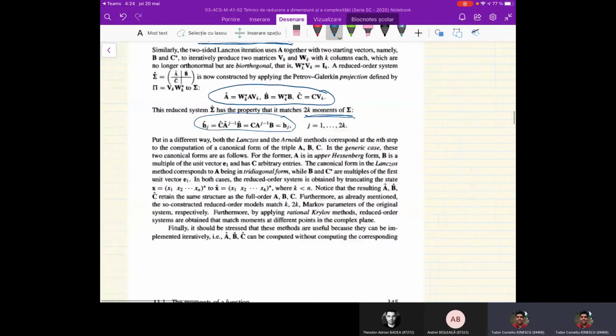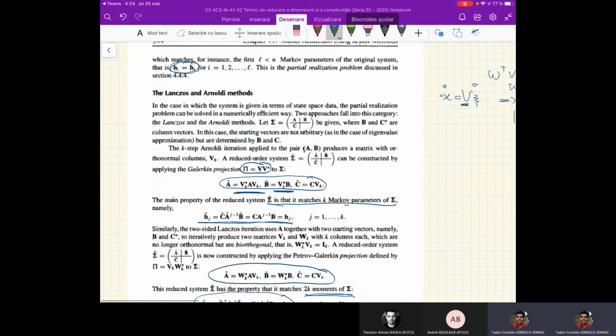Okay. Now these matrices can be built via moment matching. Okay, so in case the system is determined by state space data, the partial realization problem can be solved in an efficient way. So note that these moment matching methods are also extremely suitable to the case of data-based modeling, because you can solve the realization problem, meaning the Markov problem, constructing the Markov parameters from data. Okay, so Lanczos and Arnoldi methods, as you can see here.